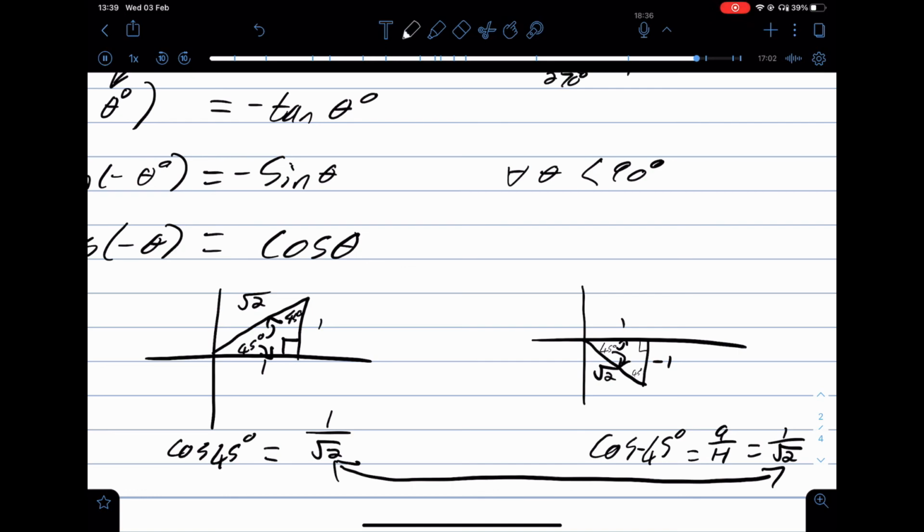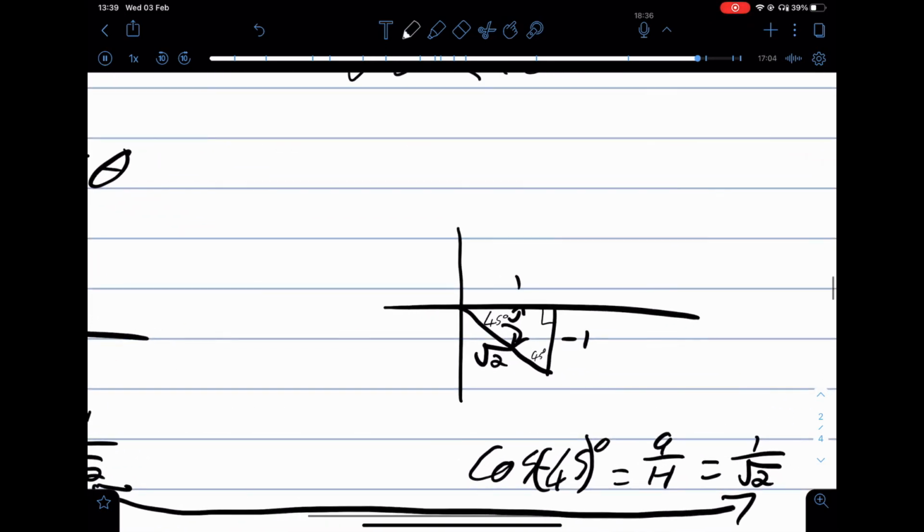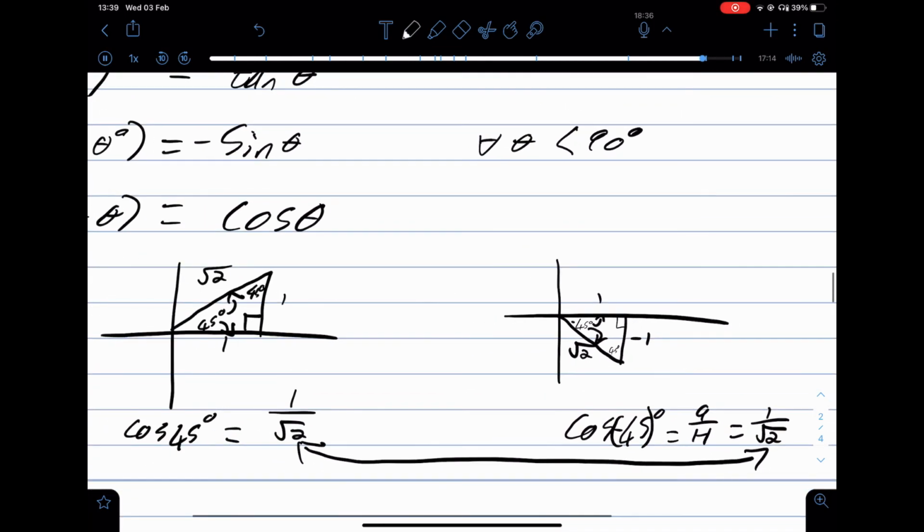However, I didn't write this correctly. It's negative 45 degrees because it's measured clockwise there. So we can see that cos 45 degrees is equal to cos negative 45 degrees, and that's where this result comes from.